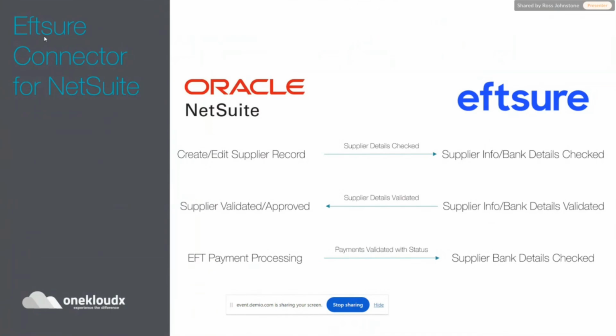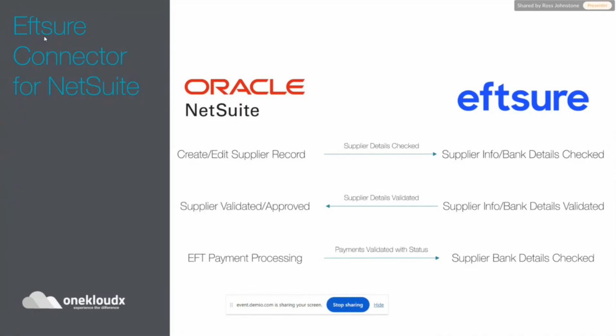So when you're creating or editing a supplier record or bank details within NetSuite, that's going to create a corresponding supplier record in Eftsure. All of those validations and verifications, the checks of the ABN and the bank details, are going to happen within Eftsure, and then that's going to update the status within NetSuite so that you can see that it has been verified by Eftsure.